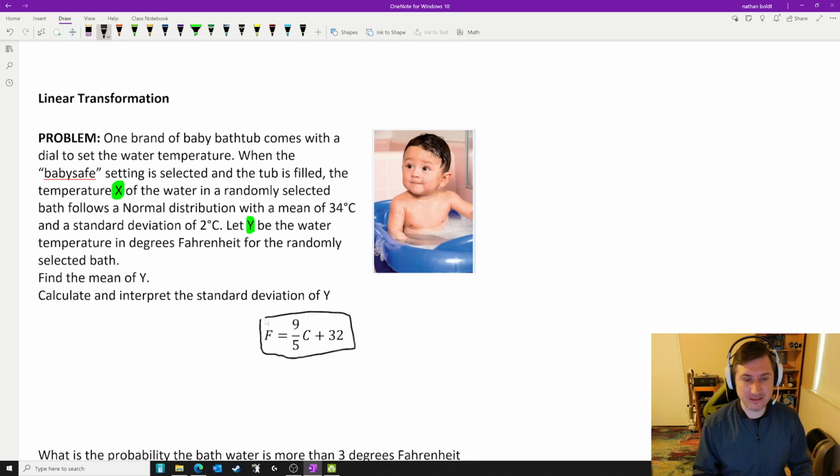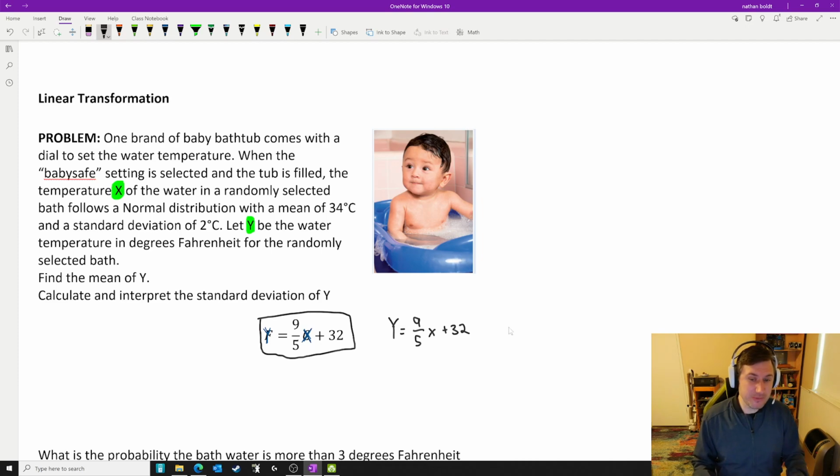So here is our linear transformation. We're going to take C, which for us is x, because that's the Celsius, and multiply by 9/5. Then add 32. Those are our two transformations, and that will give us the Fahrenheit, which they said to call y. So our equation is y = 9/5 x + 32.